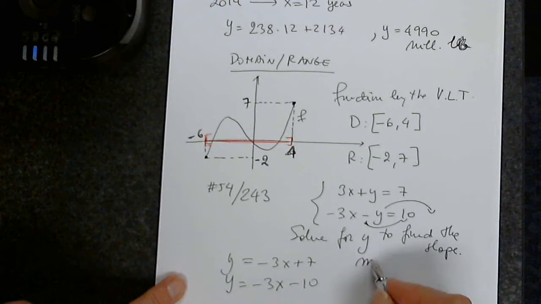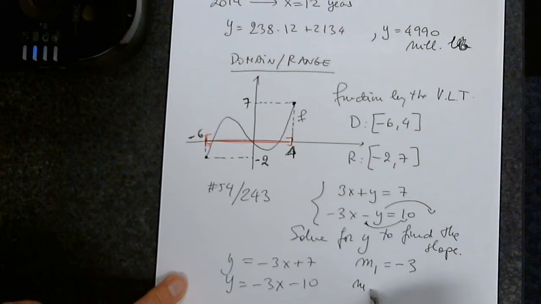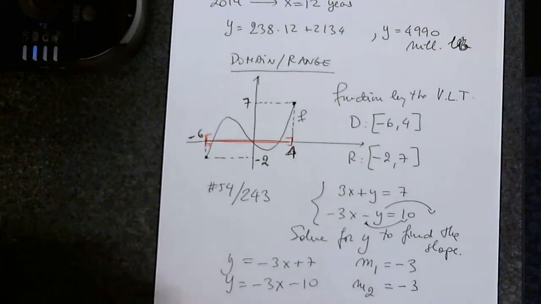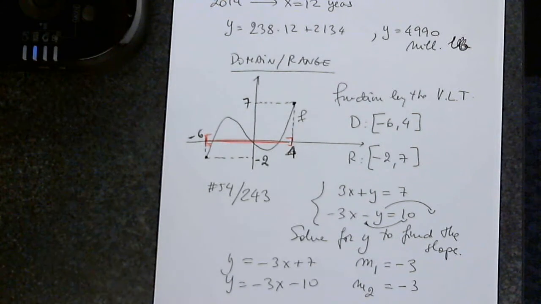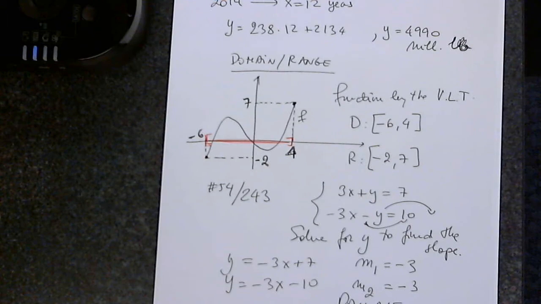What is the slope m1 of the first line? Negative 3. What is the slope m2 of the second line? Negative 3. Good. What do we conclude about these two lines? Parallel. Indeed, they are parallel.